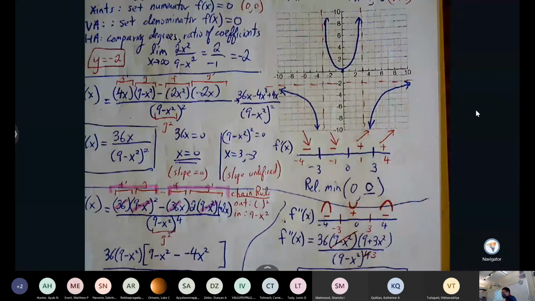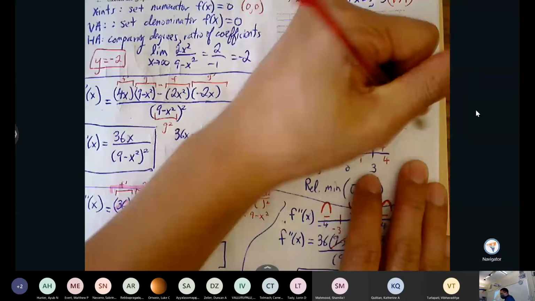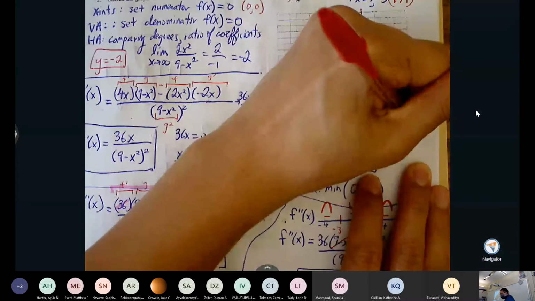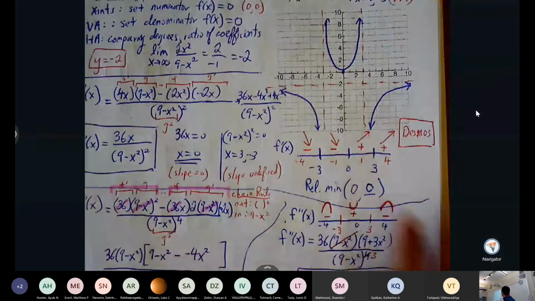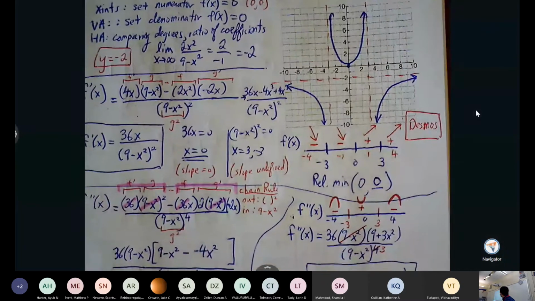You can use your graphing calculator to get a picture of this. You can also go to desmos.com, online calculator, graphing calculator, which will give you that picture as well.